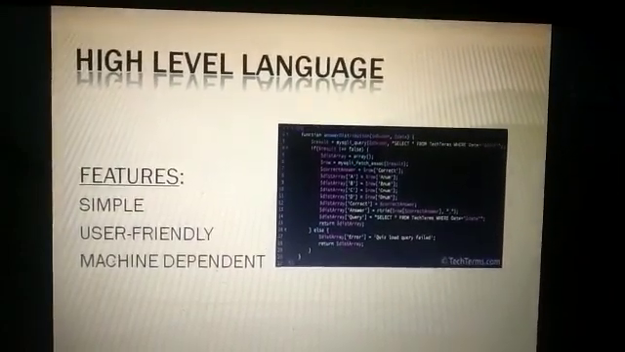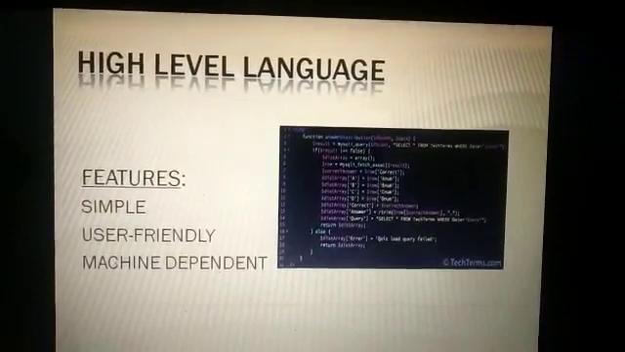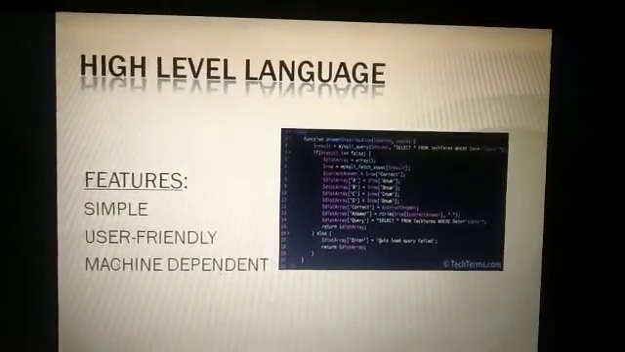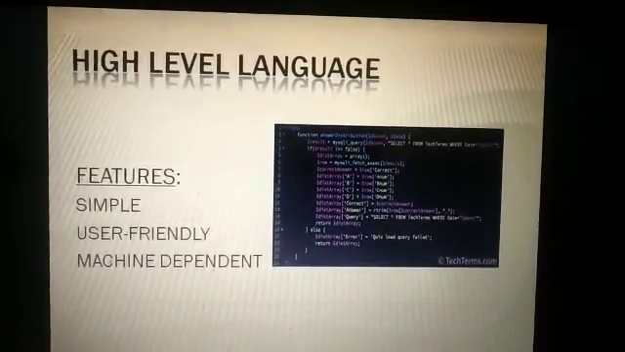Machine language uses zeros and ones for the computer understanding. Assembly language uses mnemonic codes for the computer understanding. So they are also known as low level languages. Now we are going to see about the high level languages.